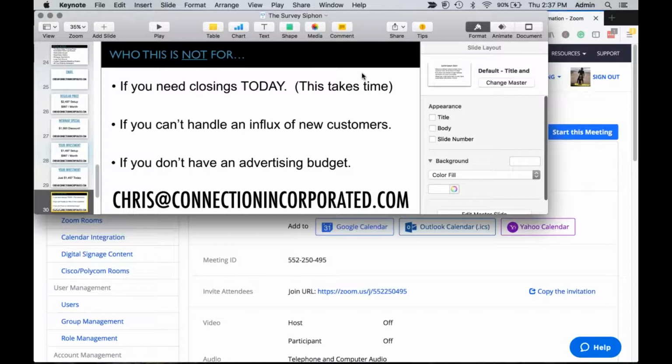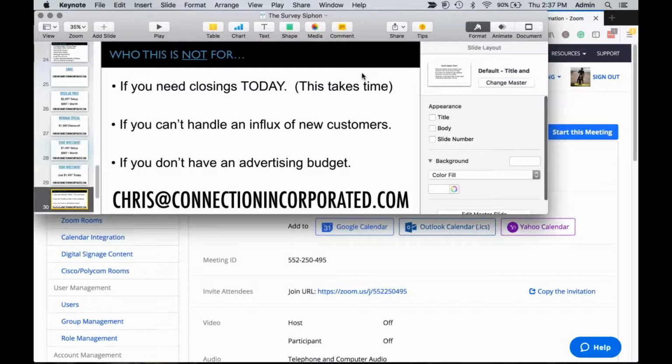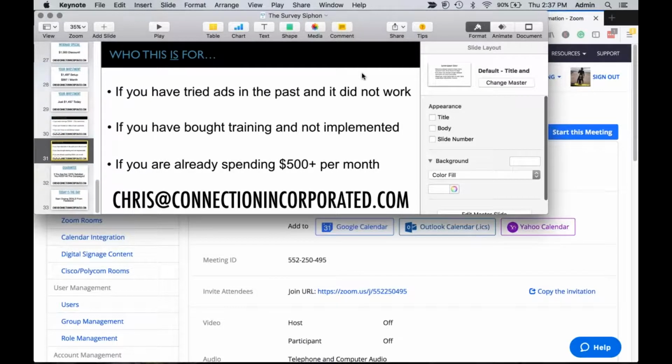And we are positive ROI on Facebook ads every day, even at that scale. So there's definitely scale there for you as well. And when I say us, I mean Connection Incorporated as a company, right?